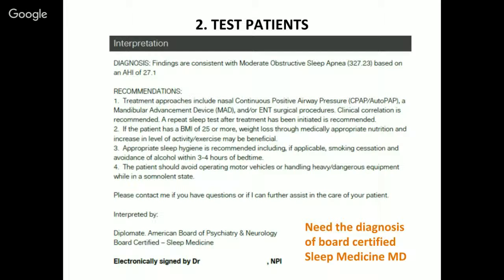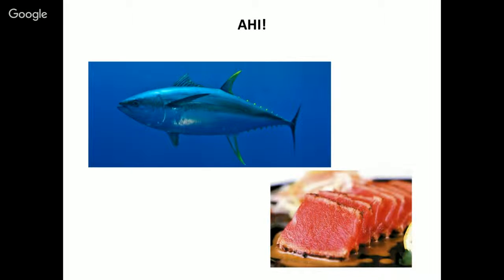And then he writes on there the treatment recommendations. And that's very helpful, but it's not absolutely necessary. If a patient has sleep apnea, you can help them. Okay. We can get more into that later, but if a patient has sleep apnea, you can help them. Okay. Next, let's talk about the AHI. We already went over this a little bit, and I'm not talking about tuna and going out to sushi.